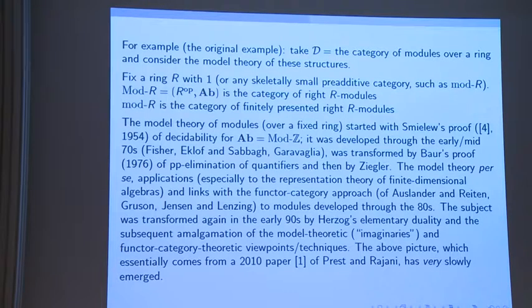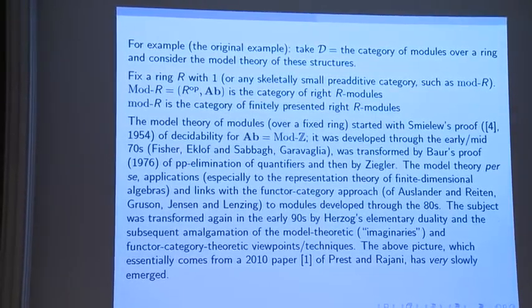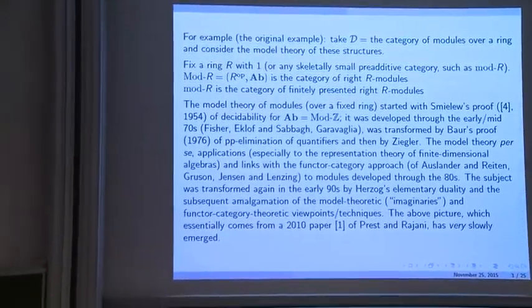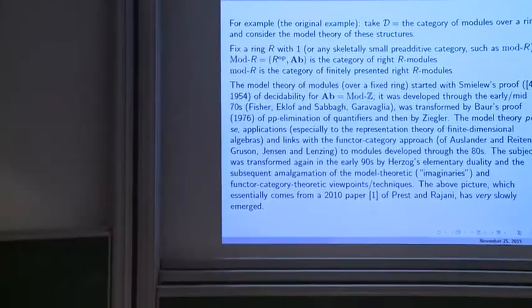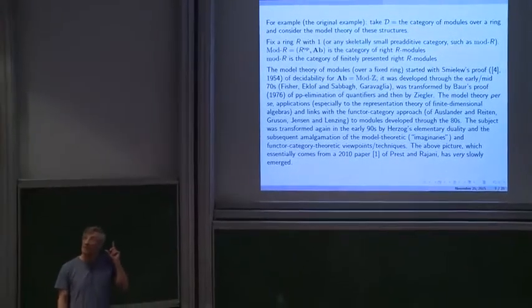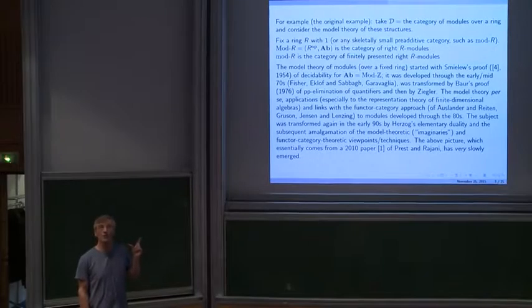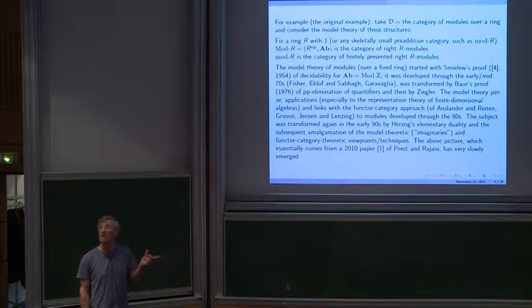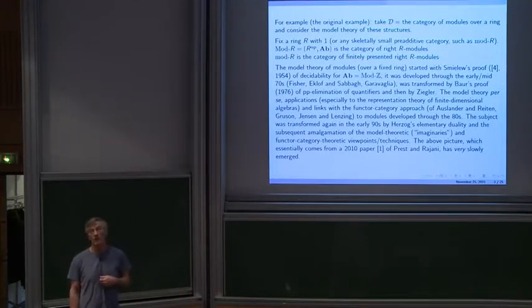So this is all coming from the model theory of modules, which started with Szmielew's proof of decidability for abelian groups. There were developments in the 70s, and then particularly Baur proved pp-elimination of quantifiers, which I'll state. That vastly simplified a lot of the existing proofs and allowed a lot more developments to take place in the context of the model theory of modules.